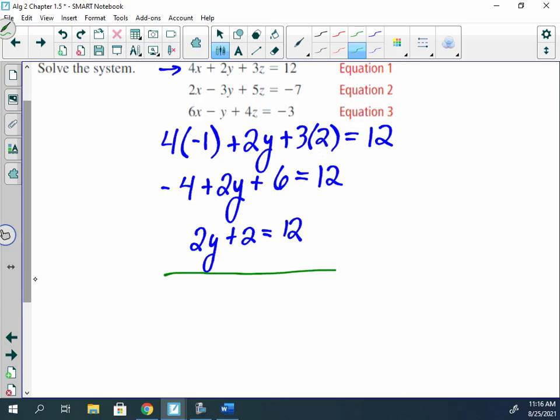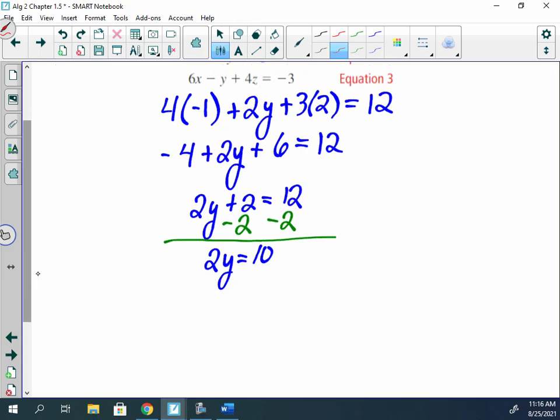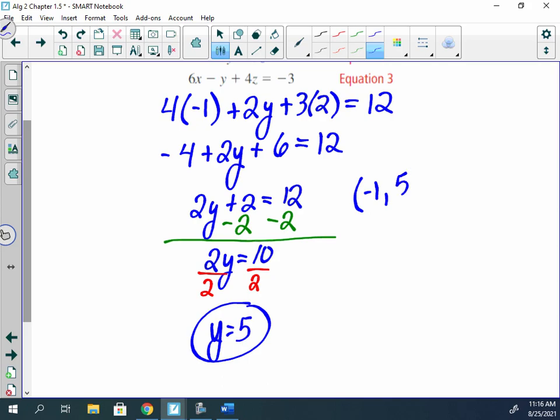And then we would subtract 2 from both sides, which will tell me that 2y is equal to 10. And last but not least, we would divide both sides by 2, which tells us y is equal to 5, and that's it. So the solution for this here would be negative 1, 5, 2.